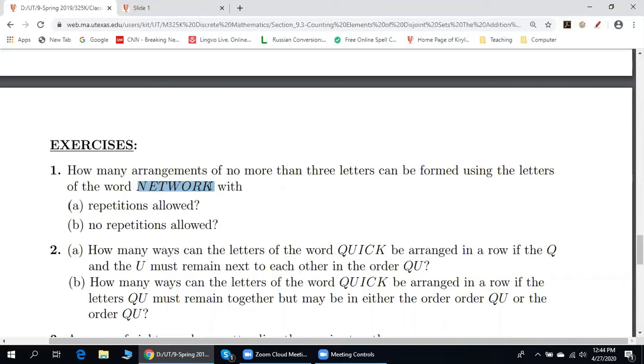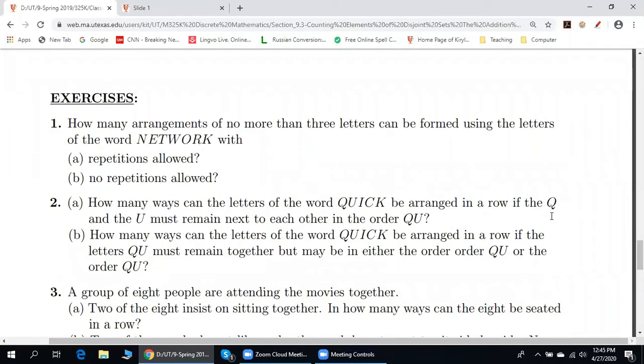Lastly, 3 letters words. How many possibilities? 7 times 6 times 5. Absolutely. Now, the total number of words is 7 plus 7 times 6 plus 7 times 6 times 5.